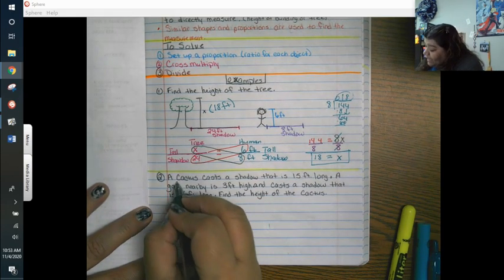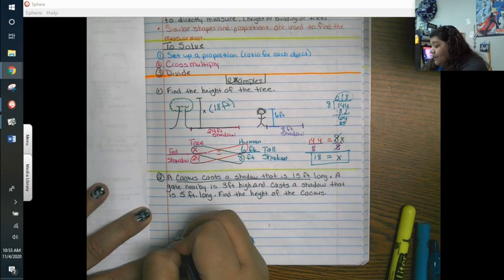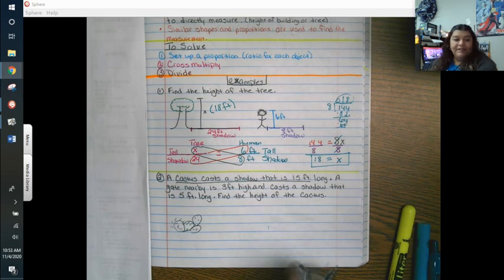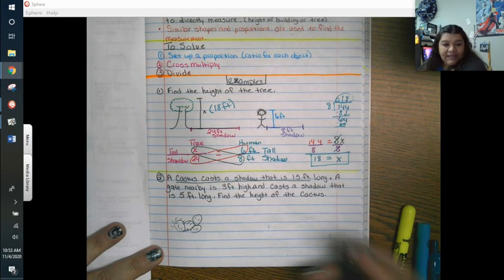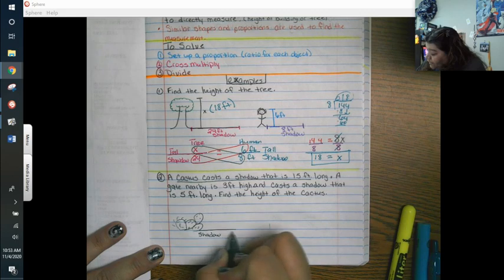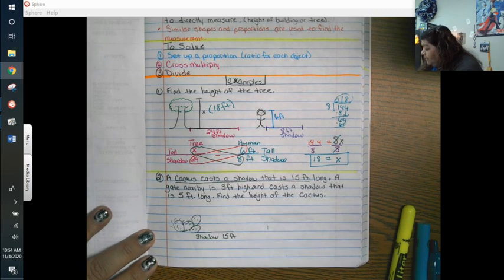Now I see that a cactus casts a shadow that is 15 feet long. So here is my cactus here. And there's the thorns. Don't make fun of my drawing. There's my cactus, okay? And it says it has a shadow. So here's a shadow that is 15 feet long, okay? So that's that information. Let me keep on reading now.